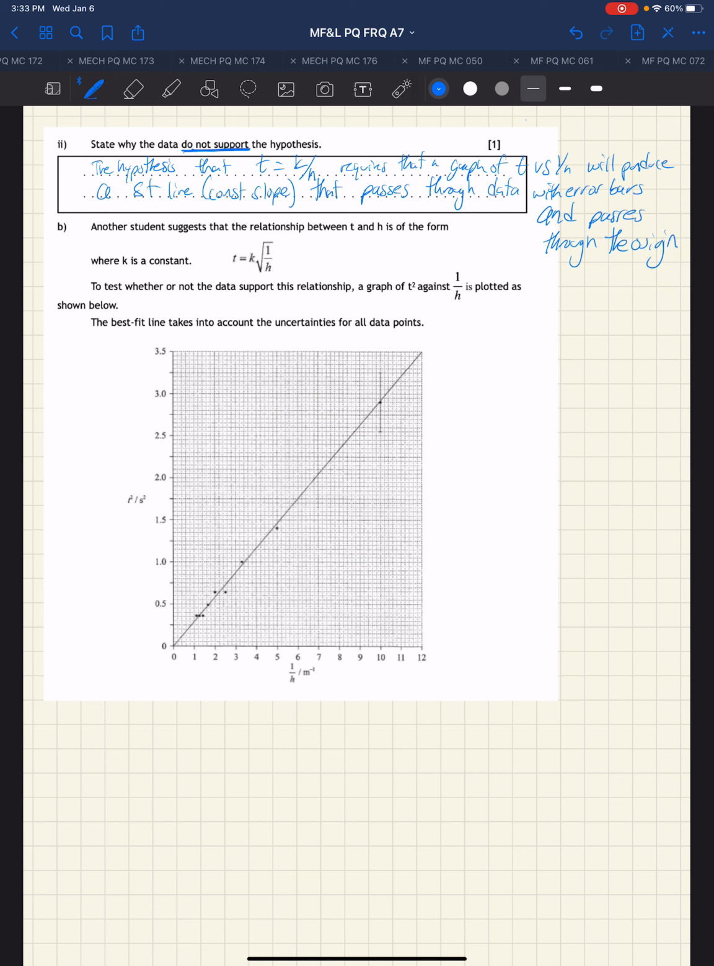So what we've just done is laid out the premise. These are the scientific principles by which we would judge whether this is supporting the hypothesis. Now we move into observation mode.